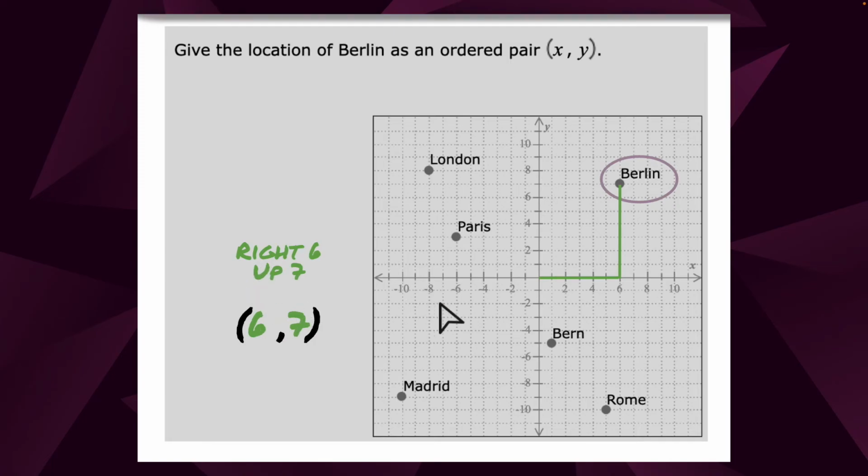And that is all they want us to do on this one, just reading those coordinate points. They also might have you graph some coordinate points in the same way, where they give you the point and then they ask you to put the point on the graph.